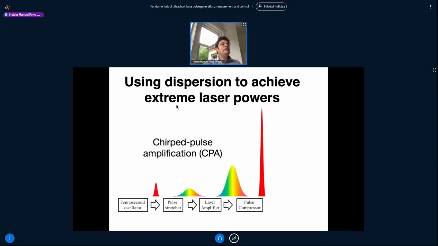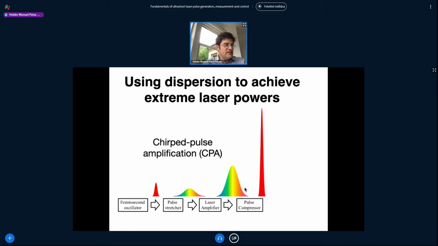So the way to fix this was the following. This was invented in 1985, and it was really a revolution. You take a pulse from an oscillator, which is a short pulse with low energy, and then you use dispersion to stretch it in time. So you have a pulse which has a lot of spectrum, but has been diluted in time. And then you amplify this pulse.